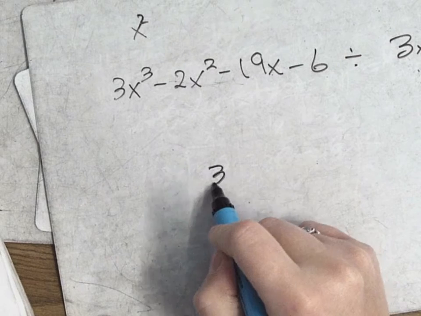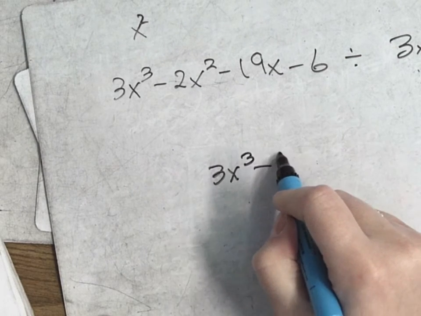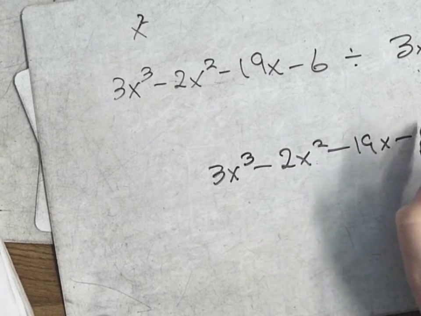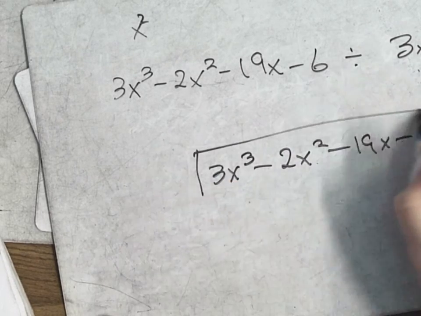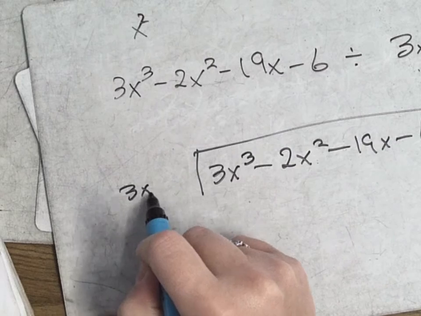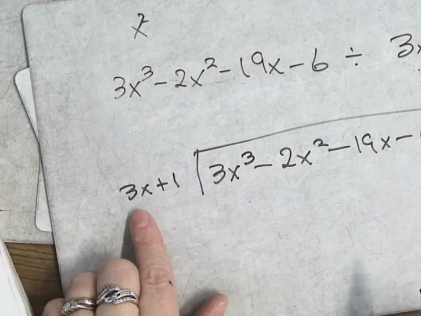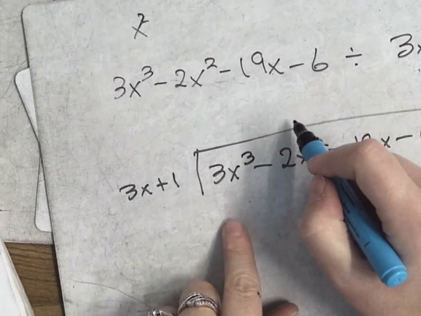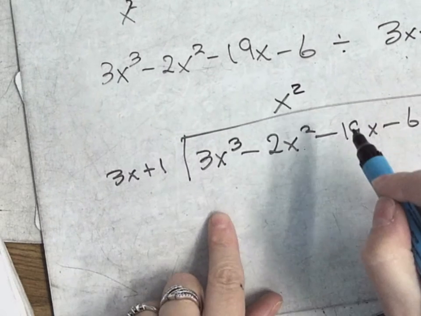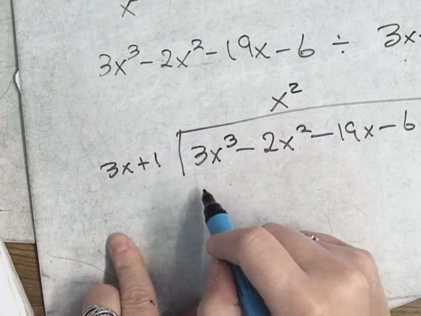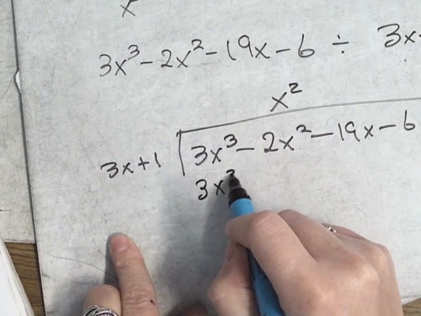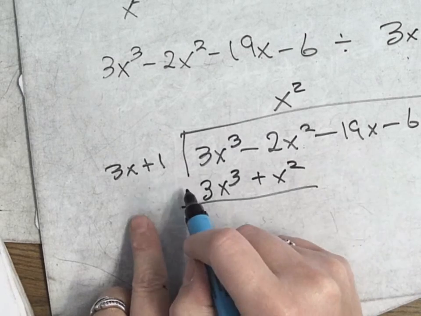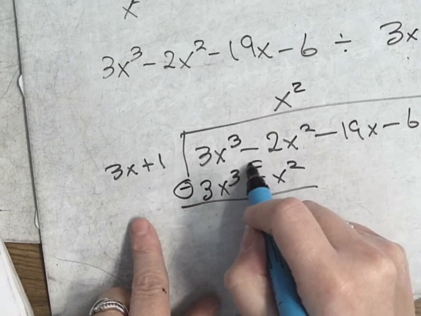Right. Okay. So 3x cubed minus 2x squared minus 19x minus 6 divided by 3x plus 1. So you go first term into first term. So 3x into 3x cubed goes x squared times, doesn't it? Then you multiply. X squared by 3x is 3x cubed. X squared by 1 is plus x squared. Then you minus, so that means you change all the signs. That becomes a minus, that becomes a minus.